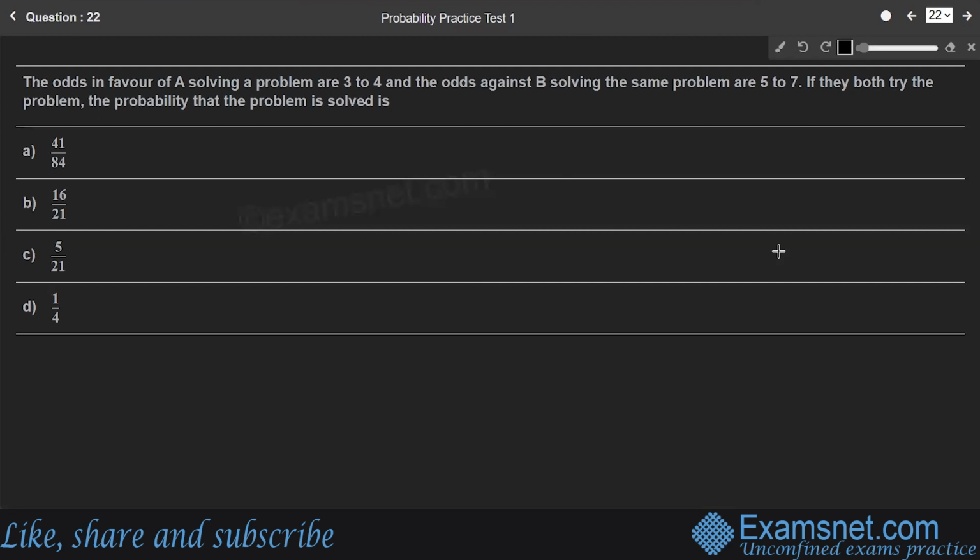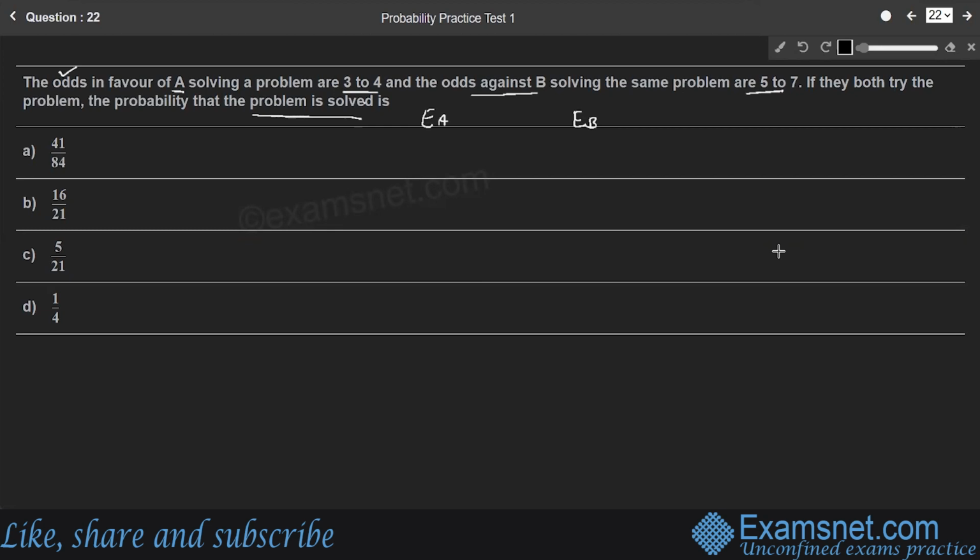Question number 22. The odds in favor of A solving a problem are 3 to 4, and the odds against B solving the same problem are 5 to 7. If they both try the problem, the probability that the problem is solved is. Here, students, we will consider two events, EA and EB.